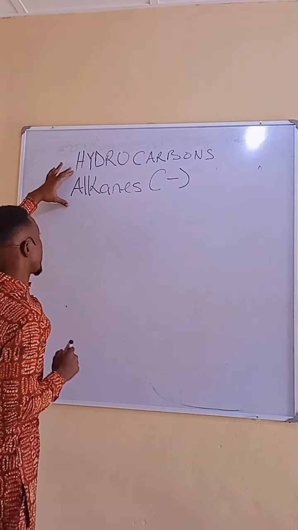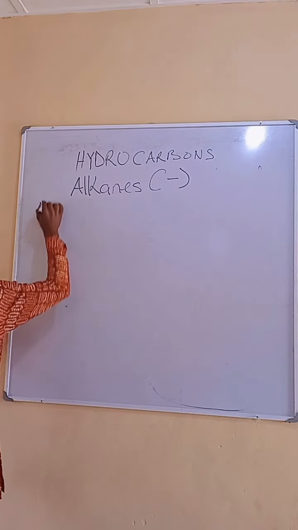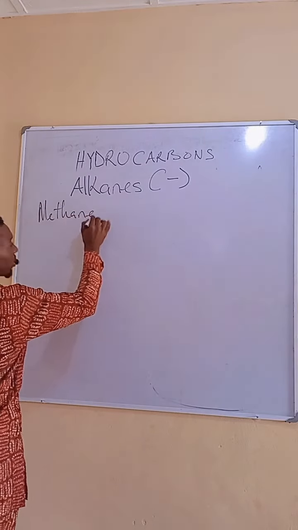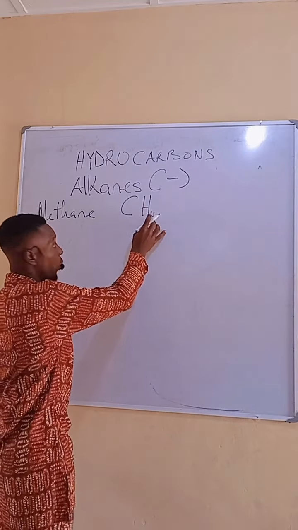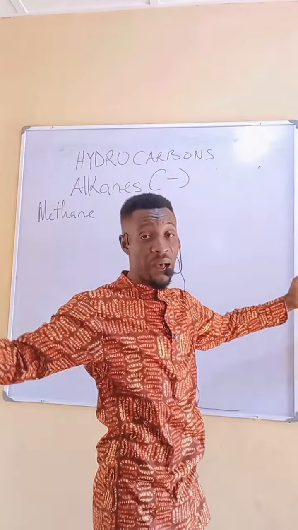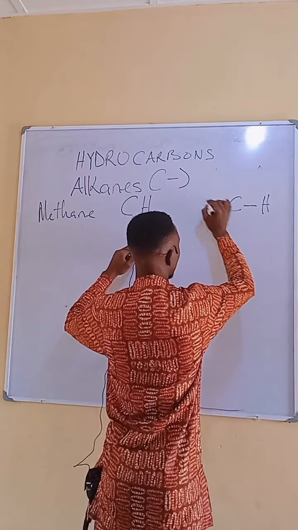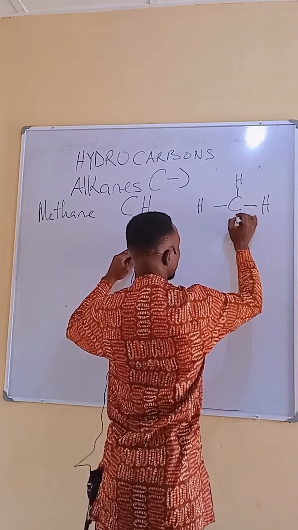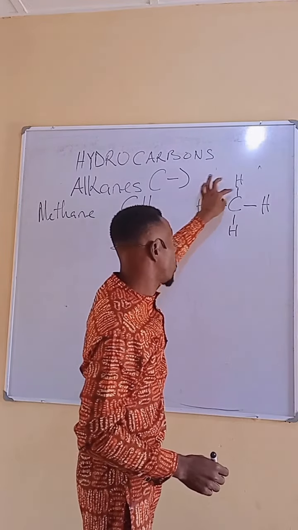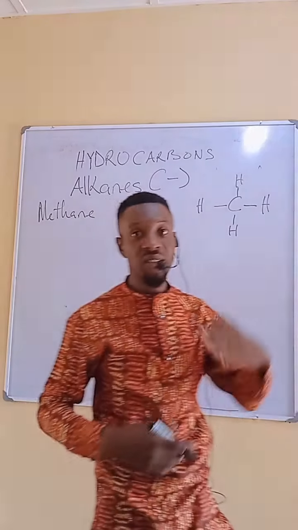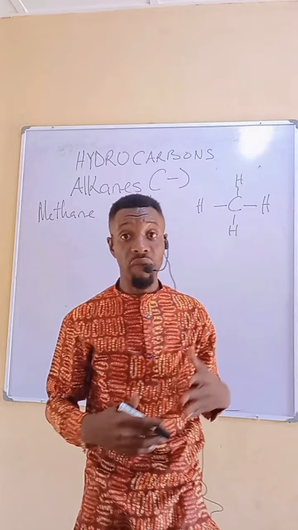For instance, the homologous series of alkanes begin with methane. The molecular formula of methane is CH4, subscript 4. And if you expand the structure of it, you will discover that the carbon atom is central, with hydrogen atoms attached to it. You will discover that the bonds between carbon and hydrogen are all what? Single what? Bonds. And so it also exists in other homologous series of the alkanes family.